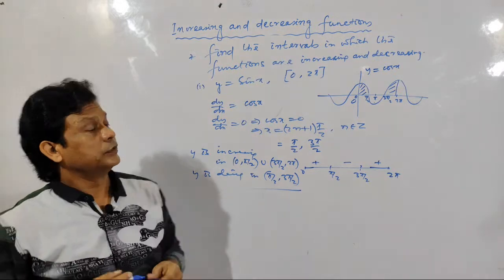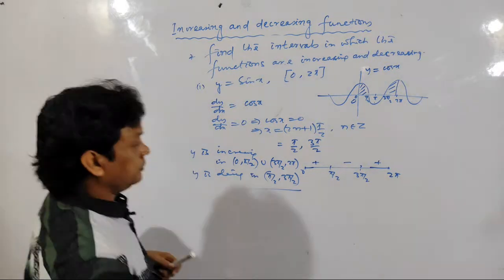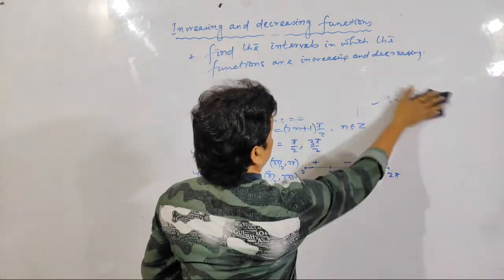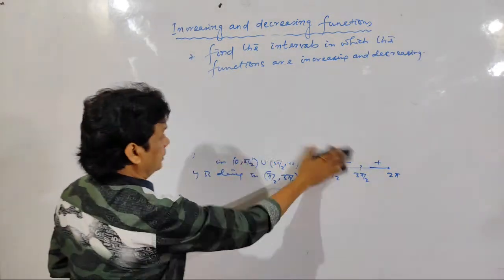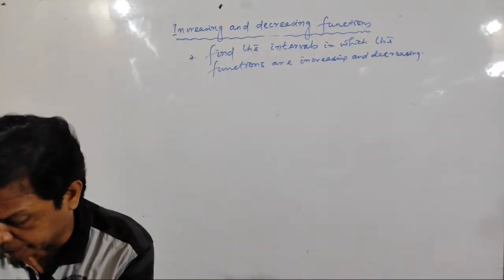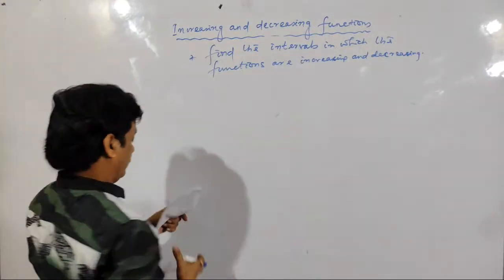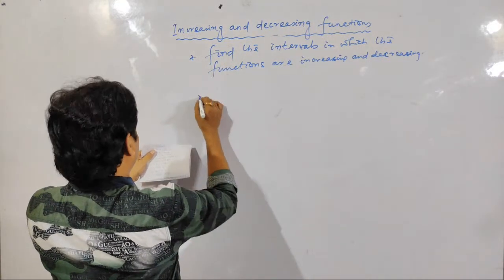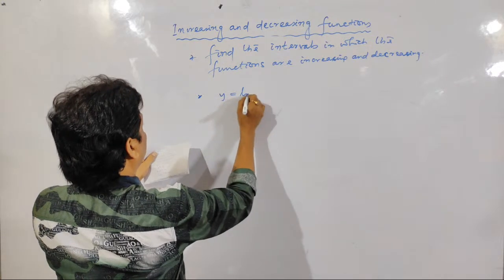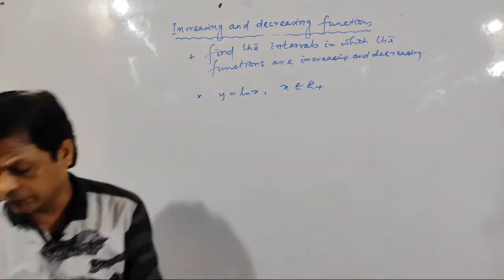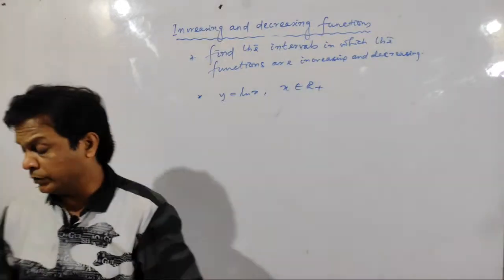Clear? Another question I am giving you. So you have to remember, see here, trigonometry equations are also essential for trigonometric functions, and for exponential functions you should remember the conditions. Y is equal to ln x when x belongs to R plus. Who can tell me the answer? Whether it is increasing or decreasing, and in which interval it is increasing?